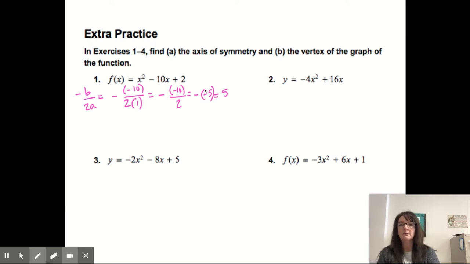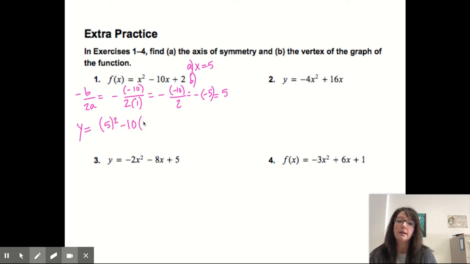All right, how you deal with it is your own personal choice. And then we will take this 5. So this is part A, the axis of symmetry. So on this one, x is equal to 5. That's our axis of symmetry. Now we need the vertex. And the vertex is going to be the ordered pair. We know that the x-coordinate is going to be 5, therefore we can substitute that in. And I'm just going to change the f of x, which is the output, into a y. So y is going to be equal to 5 squared minus 10 times 5 plus 2.